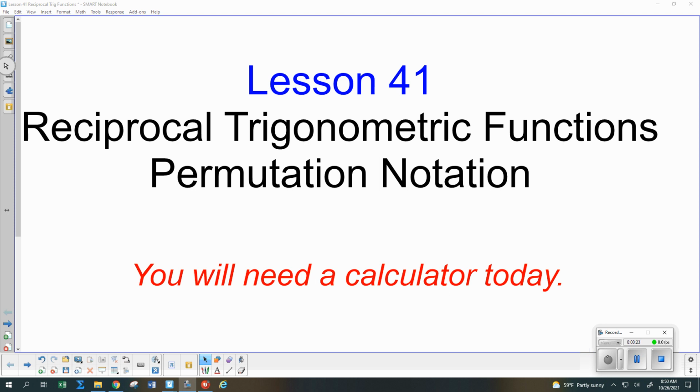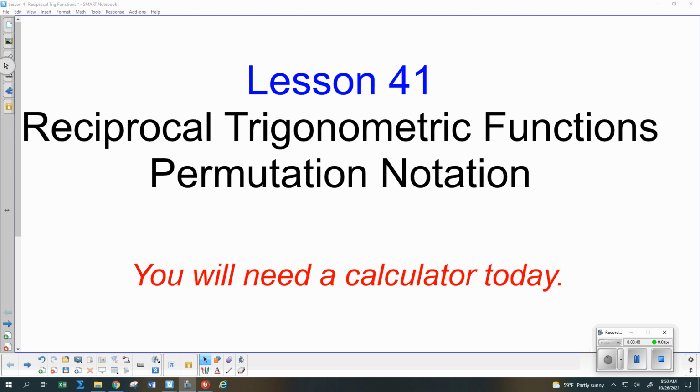We are also going to talk about another way, a special notation that is sometimes used when we're talking about permutations, when we arrange a certain number of things and the order matters, and how we can enter that on the calculator.